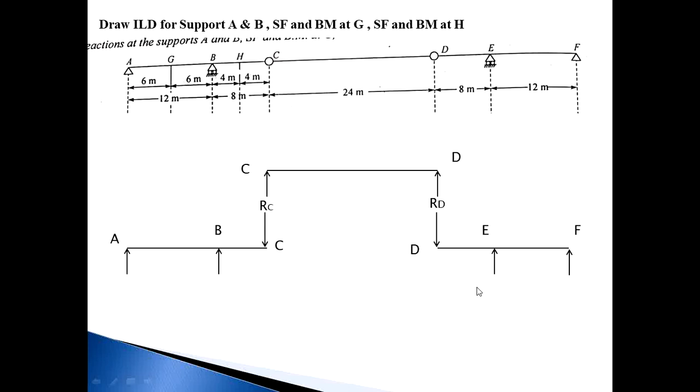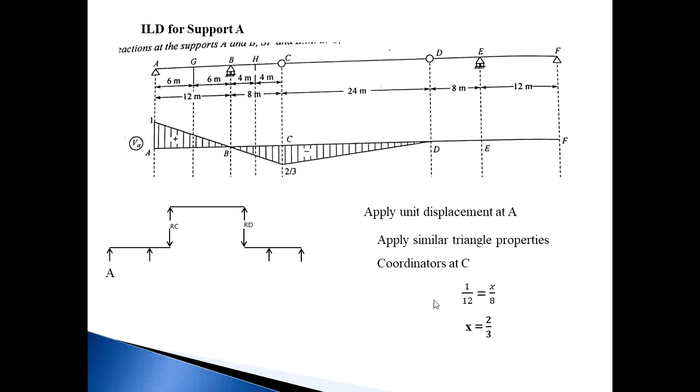Let us see the ILD for various points. First, the ILD for support reaction A. In this type of beam, we solve by another method. Basically, we know when the load is at point A, the reaction at A is equal to 1. So apply unit displacement equal to 1 at point A.